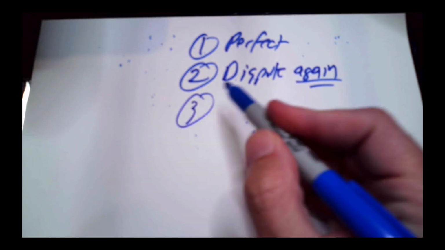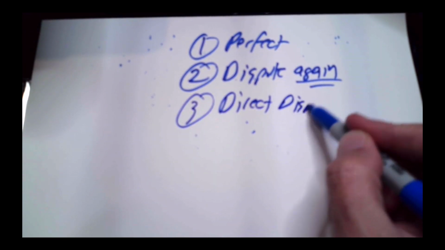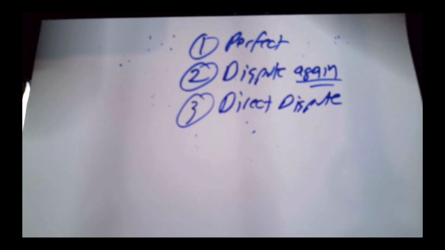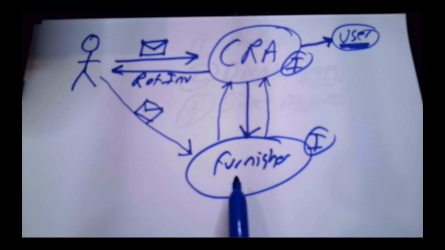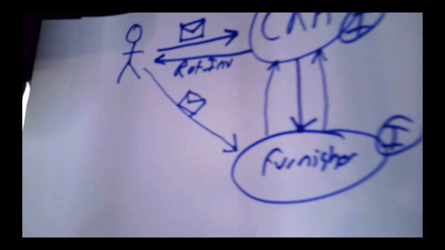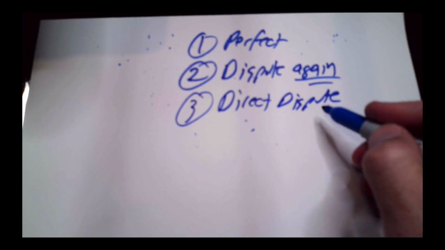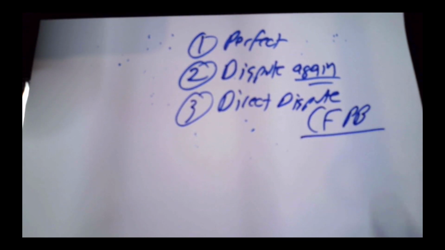Now, another possibility is a direct dispute. And this would be going directly to the furnisher. Now, again, if they don't fix it in response to that direct dispute, there's usually no way to sue them for that. But sometimes it gets their attention. And sort of related is you could go to the CFPB, Consumer Financial Protection Bureau, and let them get involved.